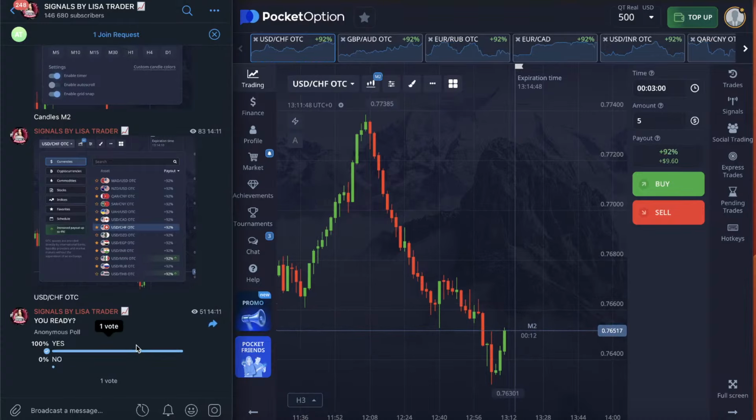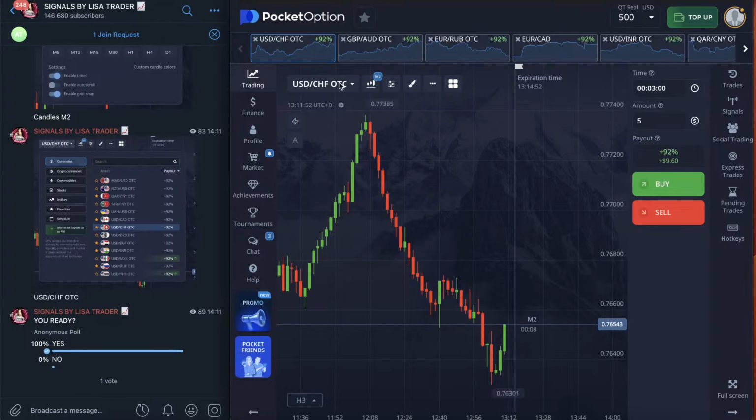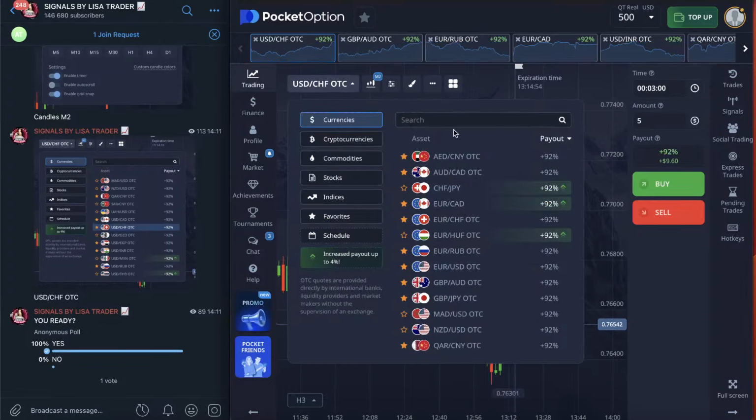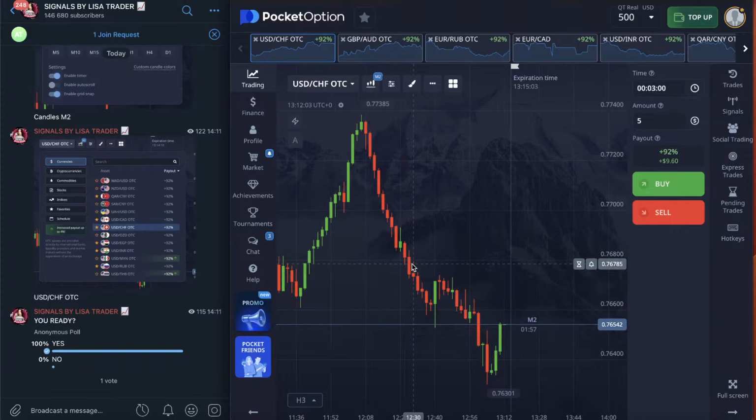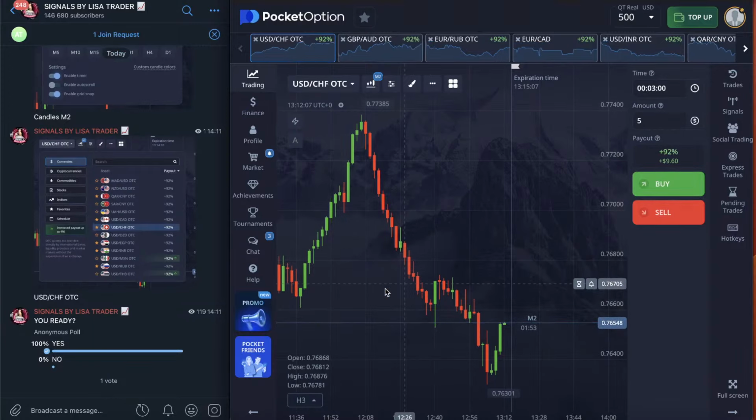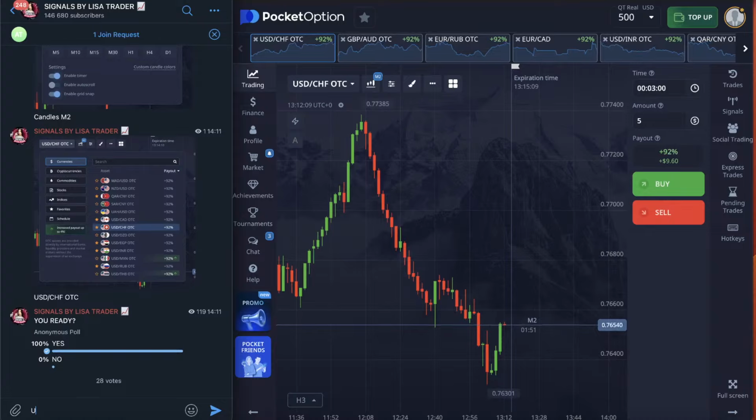Okay, guys, I'm waiting for all of your votes. It's really easy. You can just type in the search to find this currency pair. You don't need to do it by hand. Okay, I see your votes, guys. So here on 1 to 3, we're gonna open a trade.